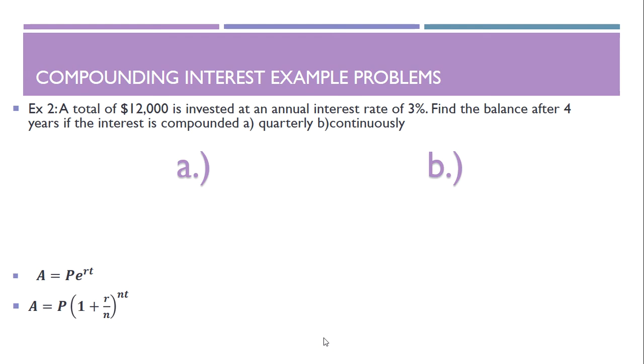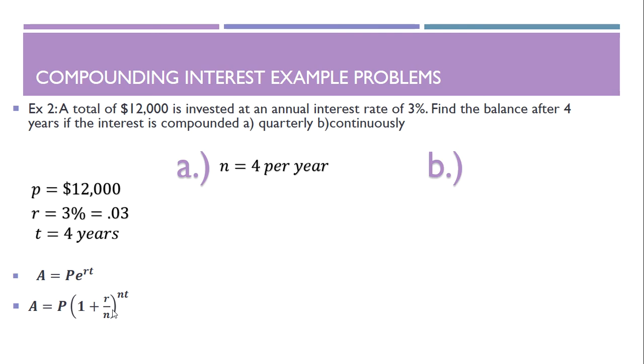Here we have another problem. A total of 12,000 is invested at an annual interest rate of 3%. Find the balance after 4 years if the interest is compounded A) quarterly and B) continuously. Since one of mine is using quarterly and one is using continuous, I have both formulas for us right here. So once again, we're going to list out our different values. Our principal here is 12,000. Our rate is 3%, which I changed to a decimal, 0.03. Time is 4 years, and each of our n's are going to be different for A and B.